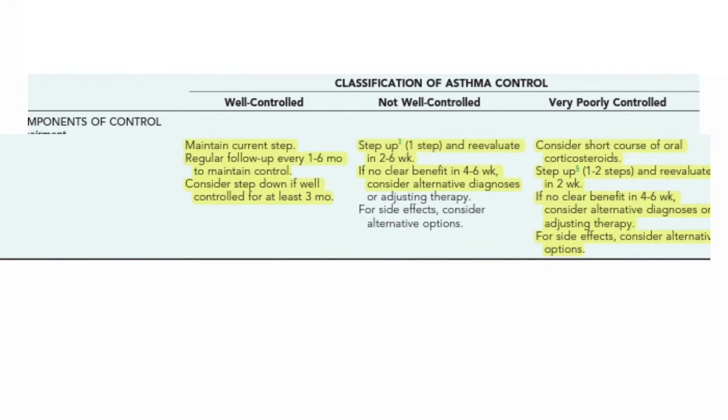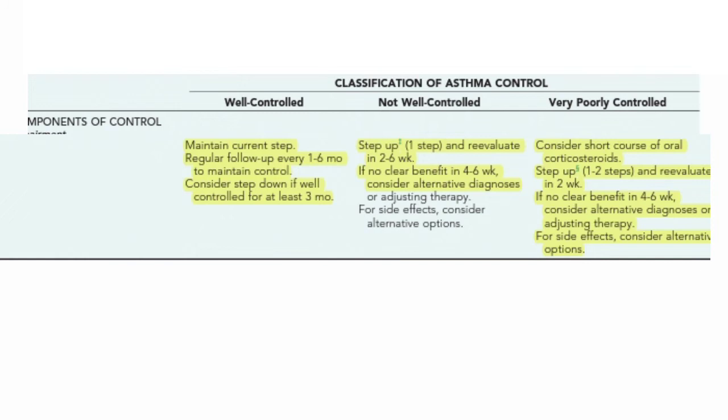So once you get a patient whom you label asthma, you start treatment in the form of step 1, 2, 3 or 4 as per the asthma severity classification. You follow that patient and you check the control. If the patient is well controlled, you will continue that step and follow him every 1 to 6 months. So monthly follow-up at the start, and then later you can call him 6 monthly. And after 3 months, you can step down. Suppose the patient was on step 3 in the form of medium dose inhaled corticosteroid. After 3 months, you can step him down to the low dose inhaled corticosteroid.